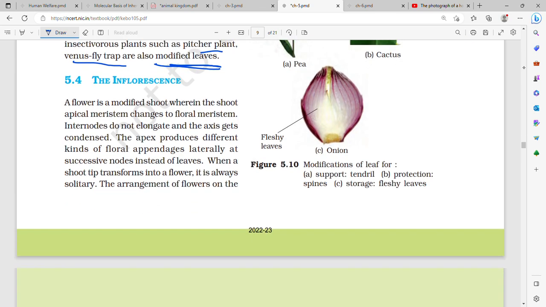Then inflorescence. A flower is a modified shoot wherein the shoot apical meristem changes into floral meristem. Internodes do not elongate and the axis gets condensed. The apex produces different kinds of floral appendages laterally at successive nodes instead of leaves. When a shoot tip transforms into a flower, it is always solitary.